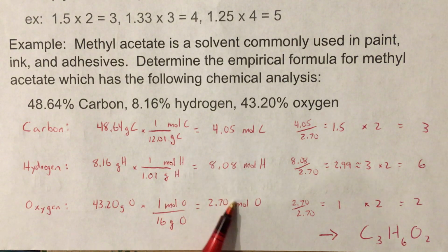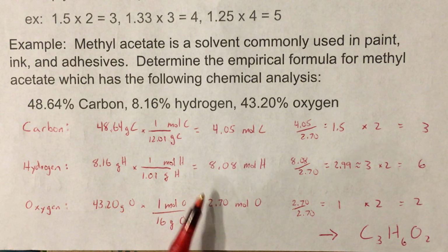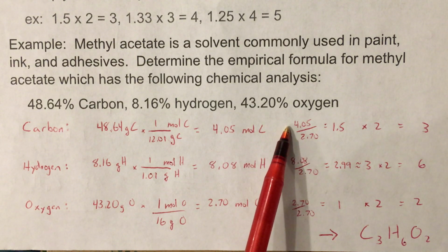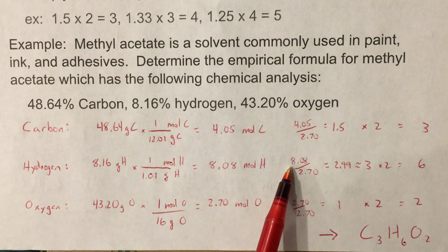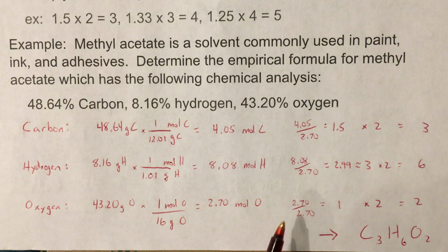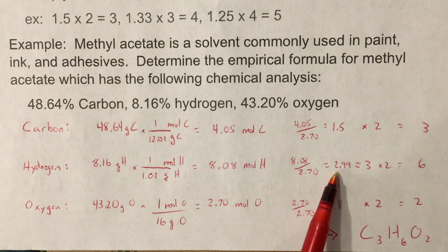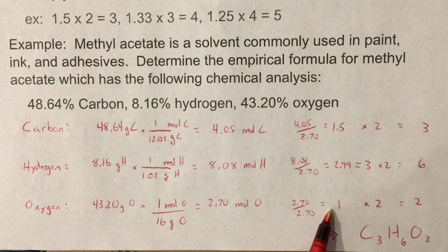So the way you do that is you divide each of those values for the moles by the least amount that you're given. So the least amount is the 2.7 moles of oxygen. So we're going to divide the carbon's 4.05 moles by the 2.7, the hydrogen's 8.08 moles by 2.7, and oxygen's will of course be 2.7 over 2.7. So then you get these ratios. I'm going to call 2.99 close enough to 3. So I've got a 1.5 to 3 to 1 ratio.